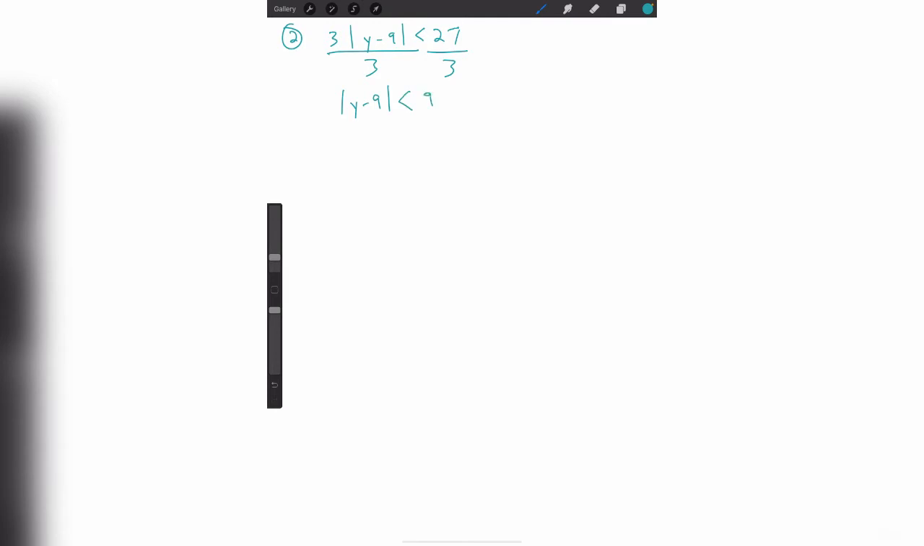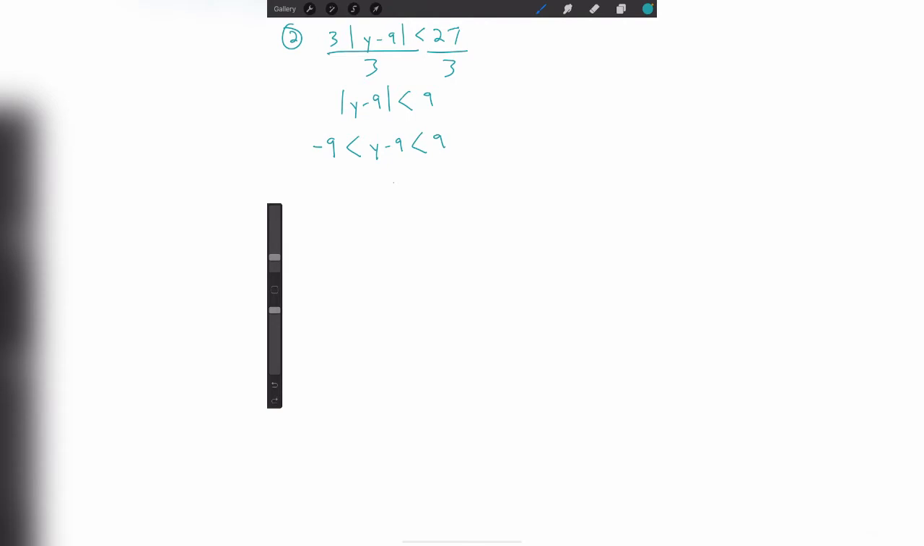Okay, and now the way I would solve an and inequality, I know that because I have a less than symbol, so I know it's an and. So instead of 9 in the end here, I'm going to start off with -9 is less than y minus 9, which is less than 9. Okay, and I threw a -9 out in front just because that is the negative version of 9.